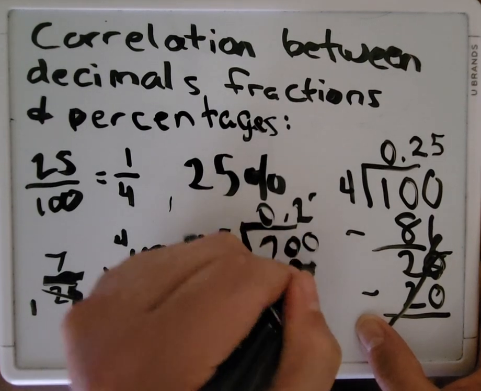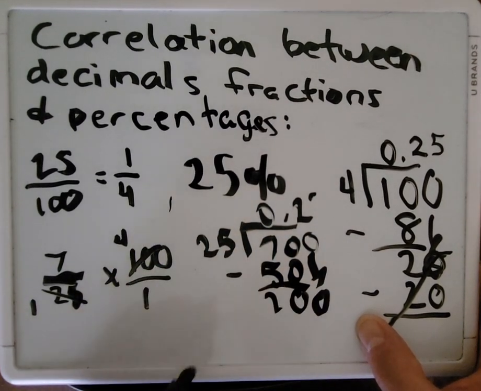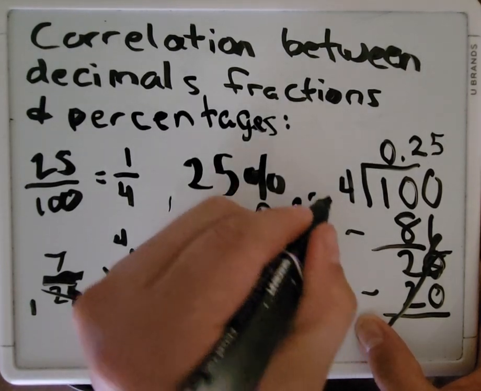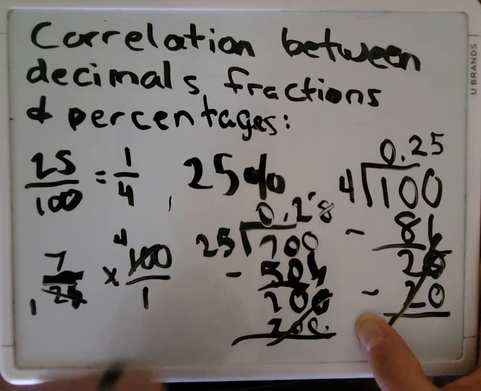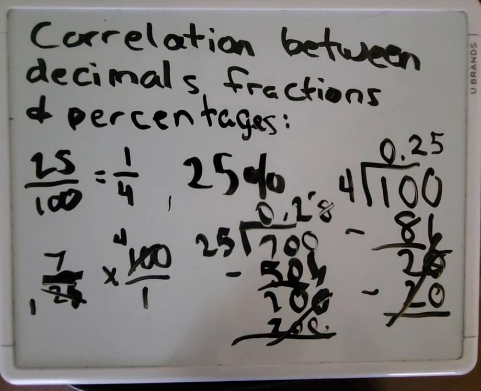Now we're going to make another 0. Bring it down. 25 is going to go into 200 8 times. So what it ends up being is 0.28. That's the decimal. So our fraction is going to be 7 over 25. Our percentage is going to be 28%. And finally, the decimal is going to be 0.28.